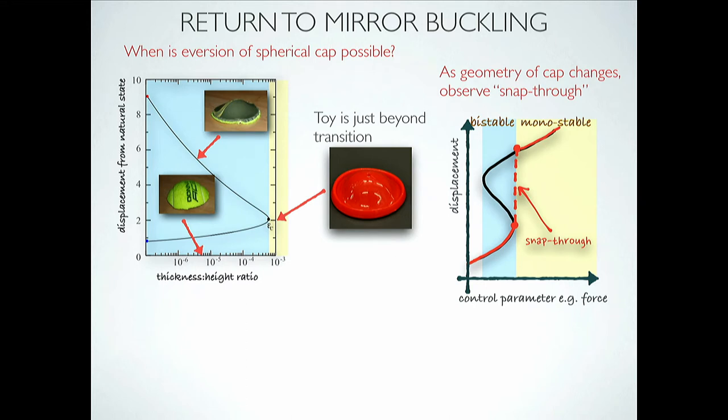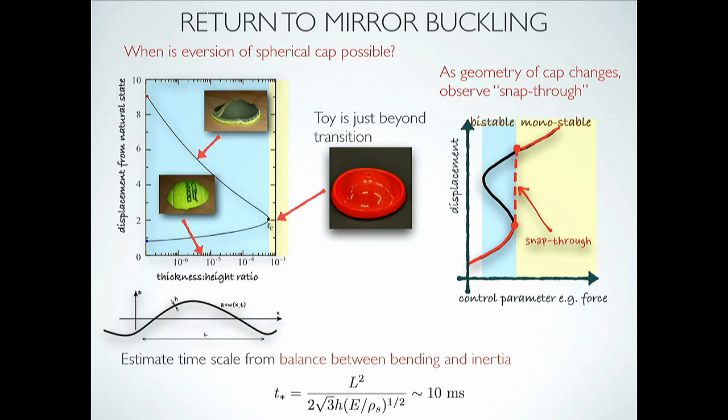So you might be interested in how long does it take to do this snap? And the way to estimate it is to say, okay, I've got some bending stiffness because that's what's trying to turn it inside out. There's also the inertia of the thing because it happens very fast. And what you find is that actually it should snap through in about 10 milliseconds. But when you do it, you have time to put it on the table. I mean, 10 milliseconds is how fast it, you know, this just doesn't resist at all, whereas a toy takes a little bit longer.